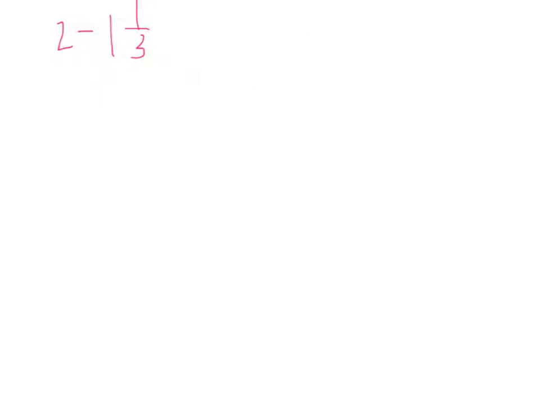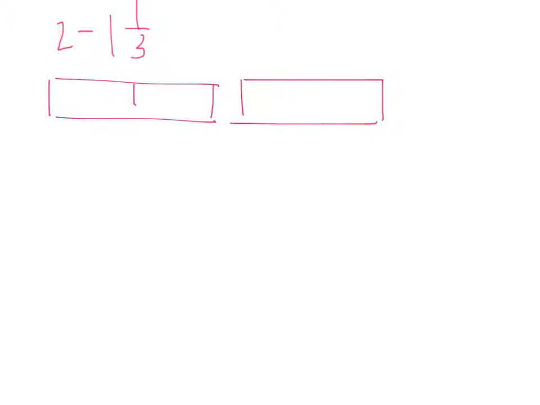A has 1 whole, and then it has another whole, but it's what? Broken up into thirds. Okay, so we have 1/3, 1/3, 1/3. So this altogether equals 2, right? Now, if I want to take away 1 1/3, then I would take away the 1, right? I don't need that anymore. And then I would take away a third.